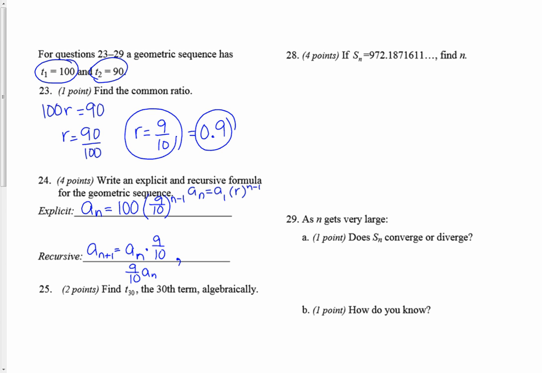Whenever I write a recursive formula, I also have to say what is the first term, and my first term was 100. Again, in this one, I used a's instead of t's. It doesn't really make a difference.